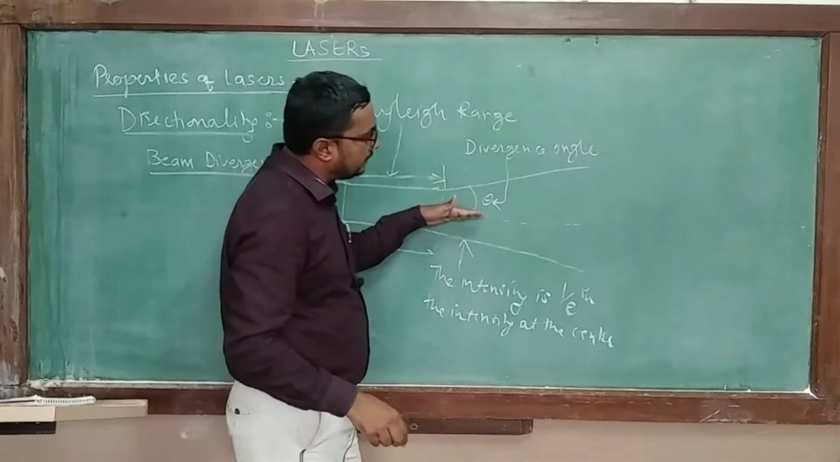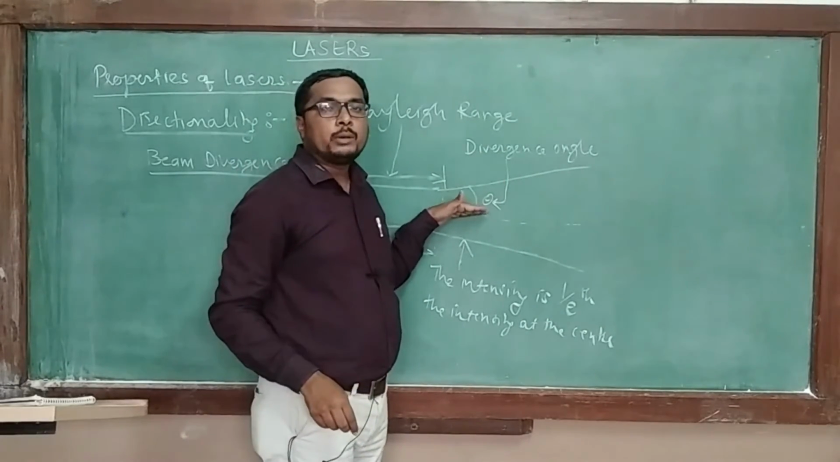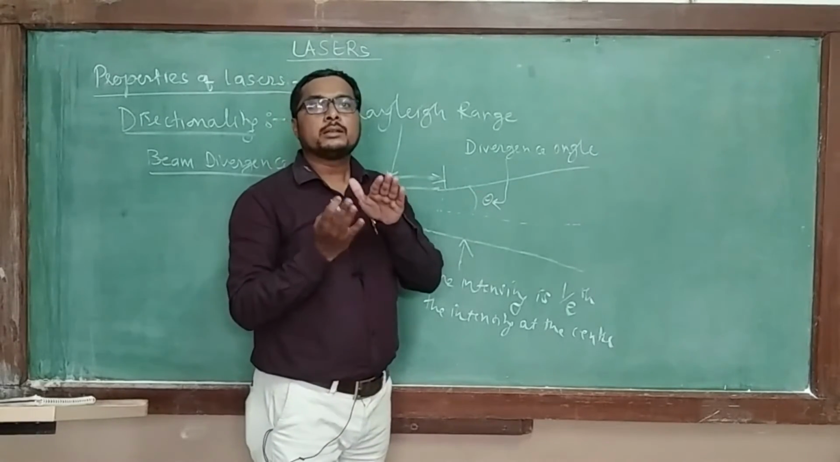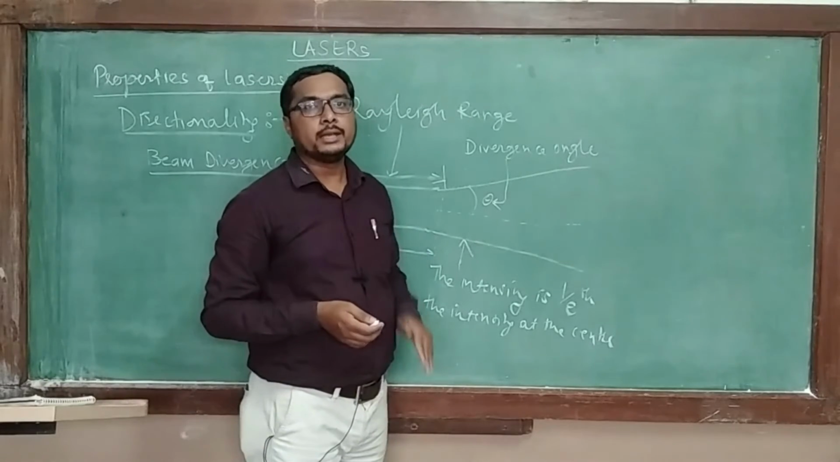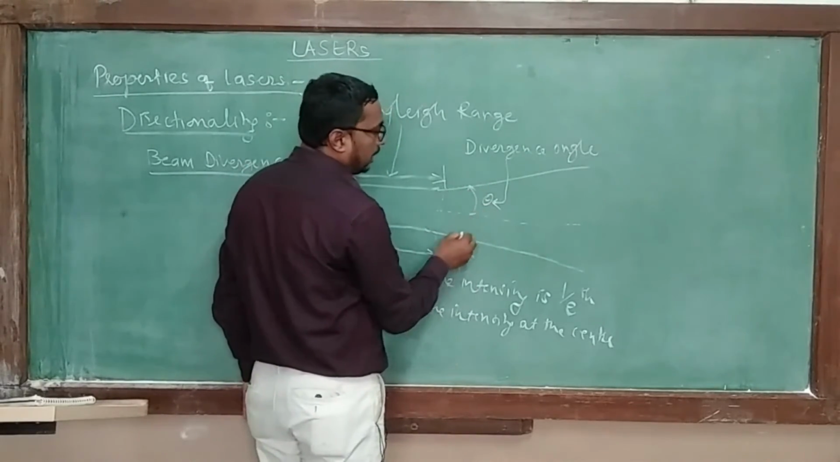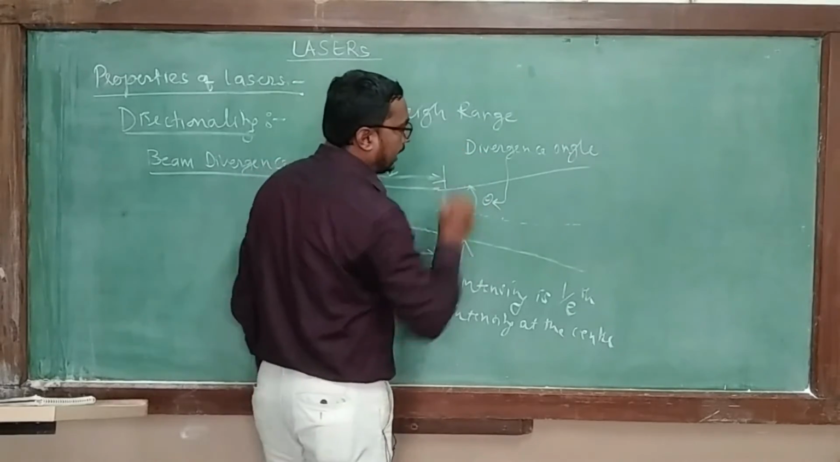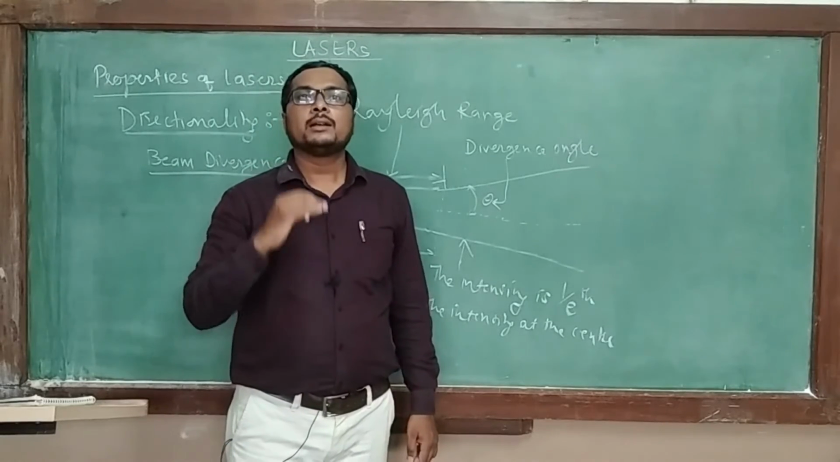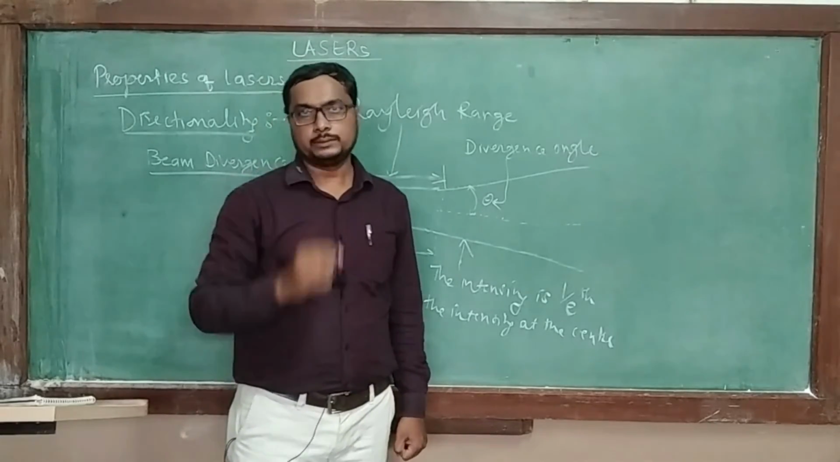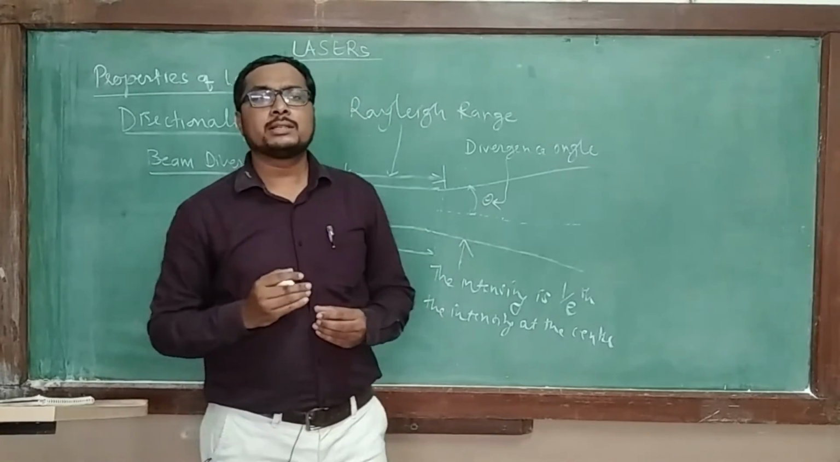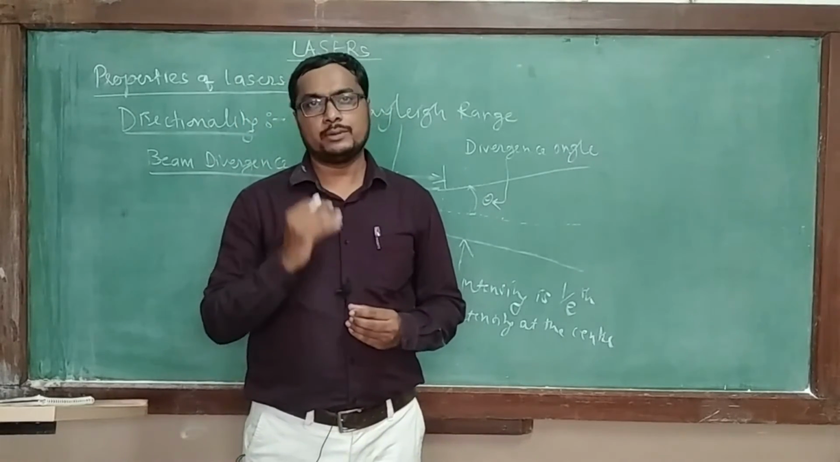So whatever the intensity at the center, the point where 1/e times that intensity is reached, that portion we call the edge, and the angle between this edge and this axis or center of the laser beam is called the divergence angle. There are two parameters which cause laser beam divergence.